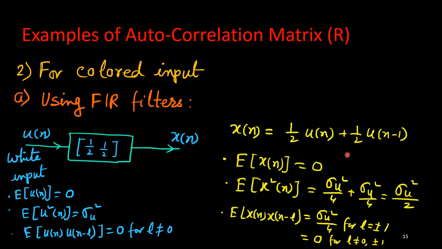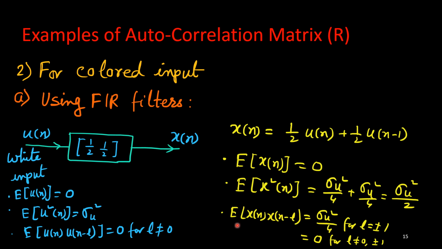Now from this relation between x(n) and u(n), if you take the expectation operator on both sides, easily we can say that the expected value of x(n) will be 0, because its mean is 0, this mean is also 0. And the expected value of x square n, if you take the square first and then the expectation, individually here you will get sigma u square by 4. For this square you will get sigma u square by 4, and the cross term will vanish, because they are uncorrelated.